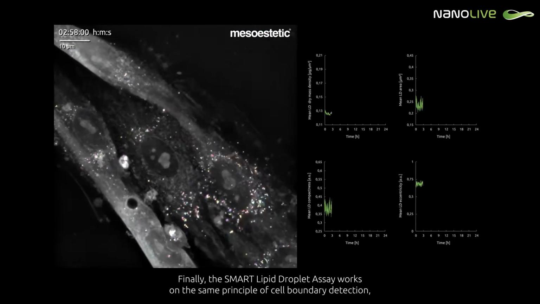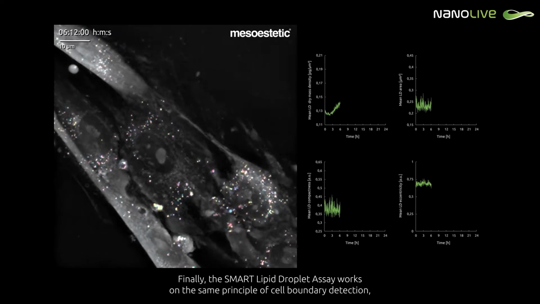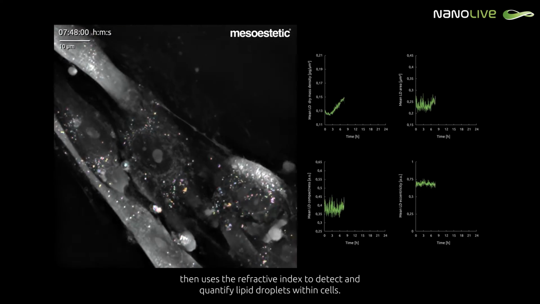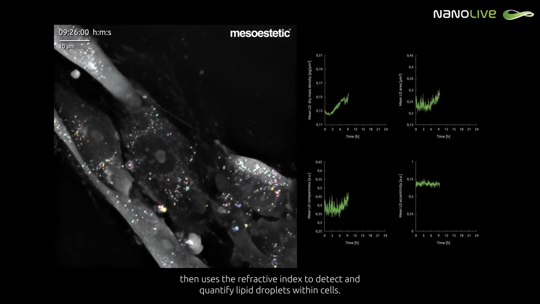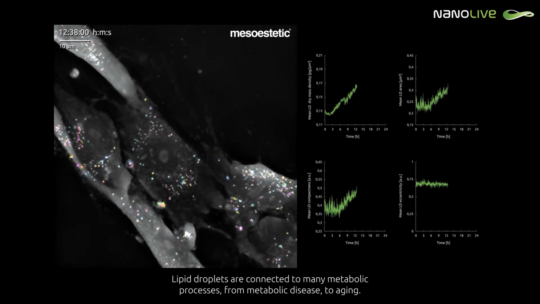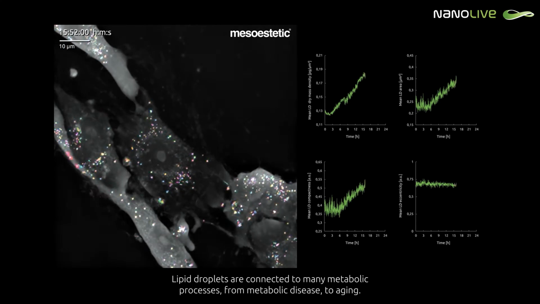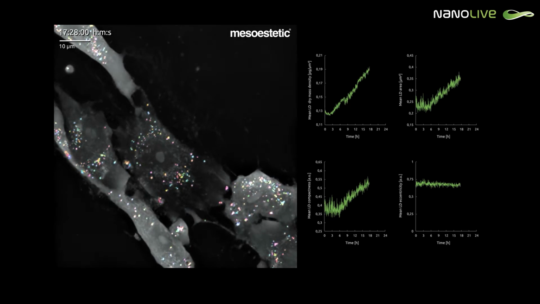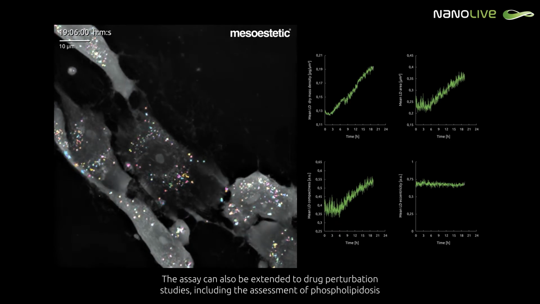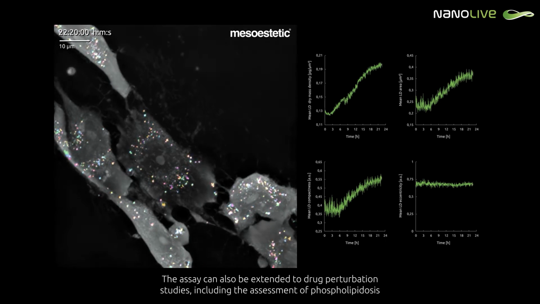Finally, the smart lipid droplet assay works on the same principle of cell boundary detection, then uses the refractive index to detect and quantify lipid droplets within cells. Lipid droplets are connected to many metabolic processes, from metabolic disease to aging. The assay can also be extended to drug perturbation studies, including the assessment of phospholipidosis.